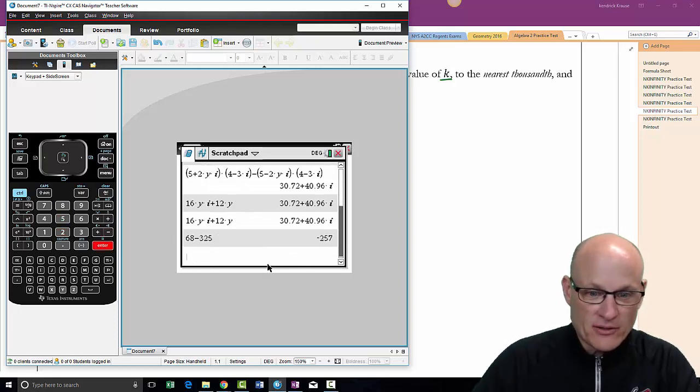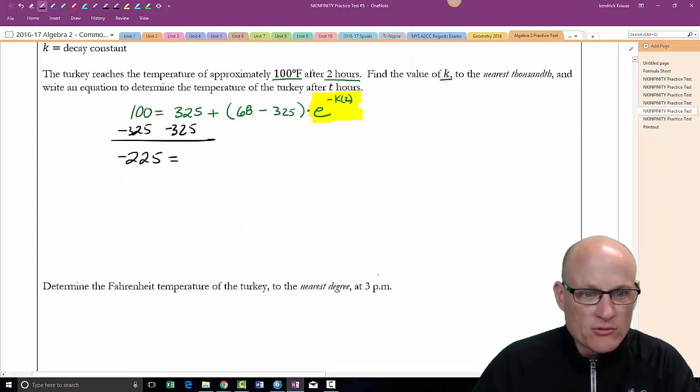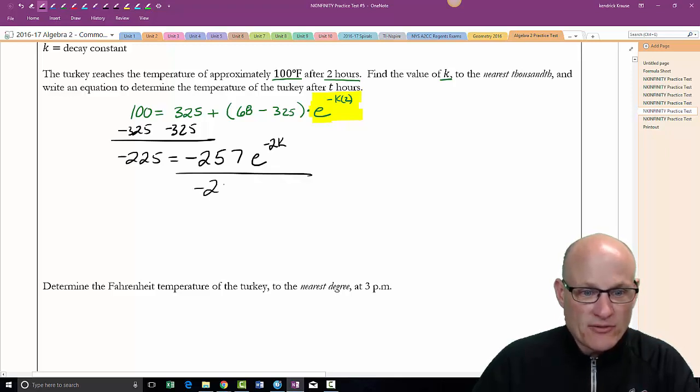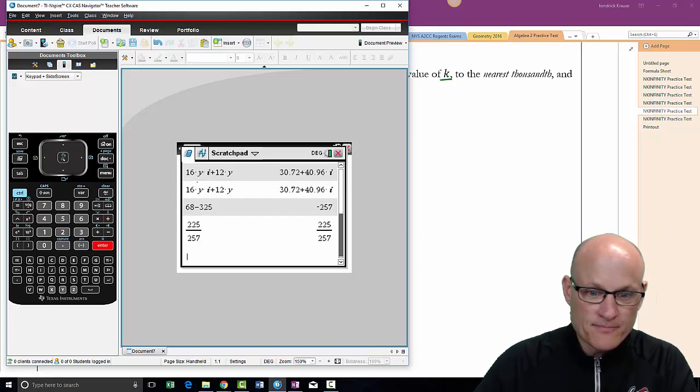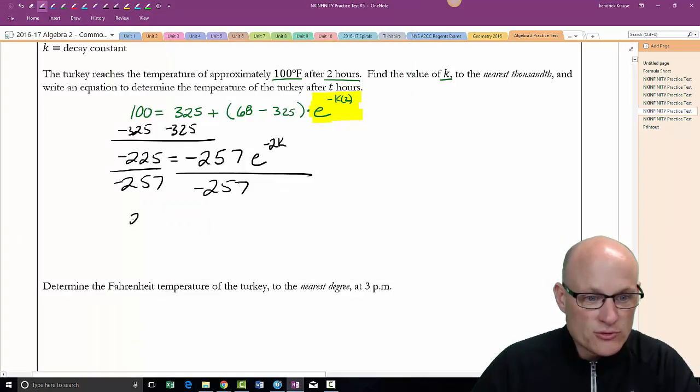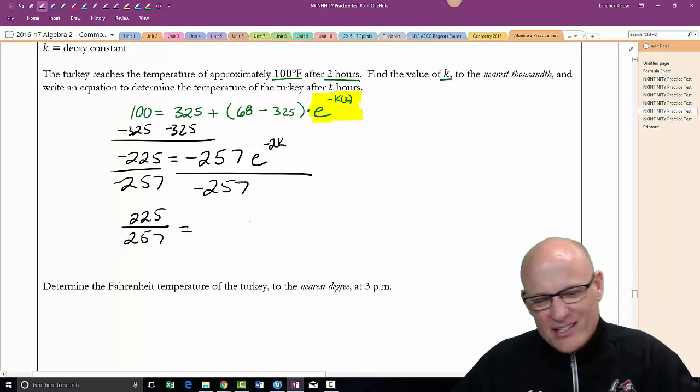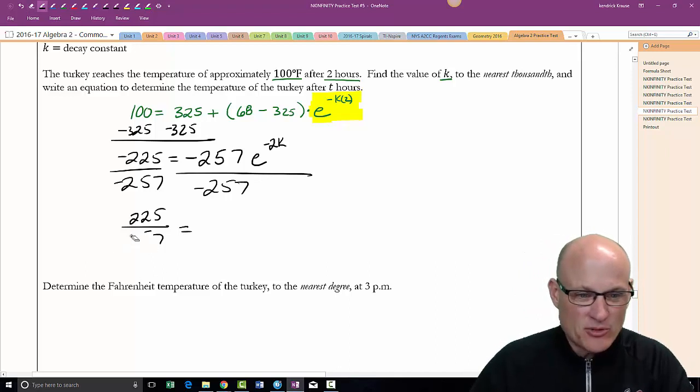All right, what do I got? 68 minus 325. Let's figure out what that is. Negative 257. So negative 257 e to the negative 2k. So now we're going to divide by negative 257. So 225 divided by 257. All right, we'll just leave it at that. There's no reason to get the decimal equivalent of it. It's going to be some obnoxious decimal, right? So let's leave it as 225 over 257. Boom. Is equal to e to the negative 2k.